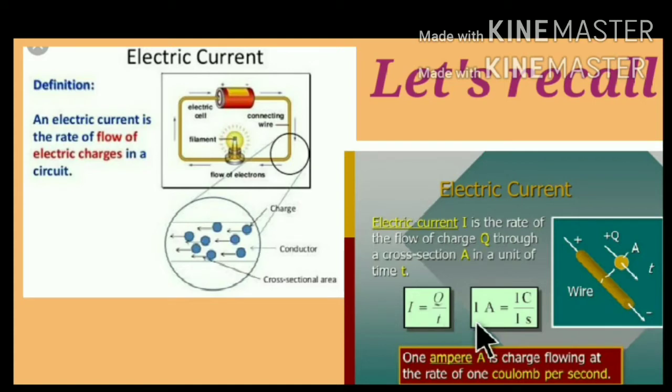The current is counted in amperes, hence 1 ampere is equal to 1 coulomb upon 1 second. Let us see here. 1 ampere A is charge flowing at the rate of 1 coulomb per second. So this is the unit of the current, and how we can count the current. So these are two important topics, the potential difference and the electric current, for studying the electric circuit.